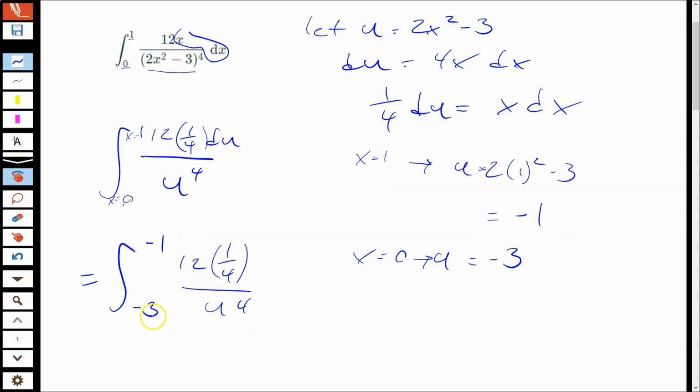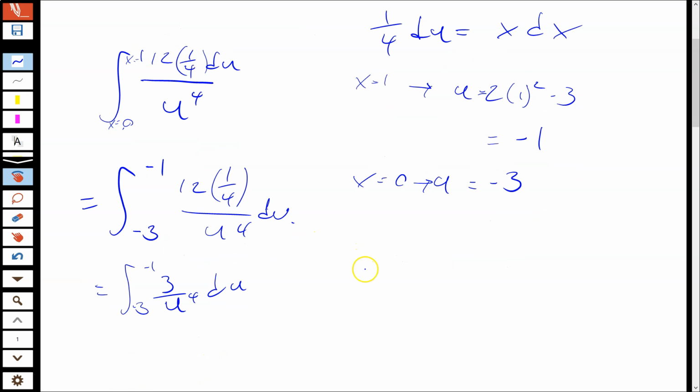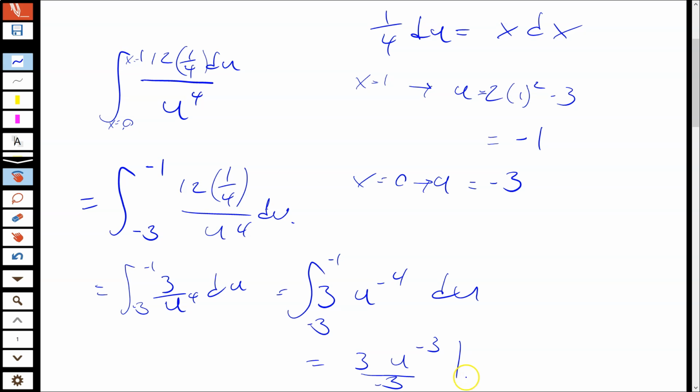And then this looks kind of ugly, obviously. I'm going to simplify it. So 12 times 1/4 is 3 over u to the 4th du. And then that's a power rule integral, right? So it's the integral from -3 to -1, 3u to the -4 du. And now we're doing a definite integral, right? So we need to evaluate this.